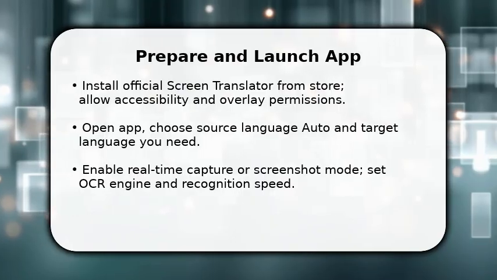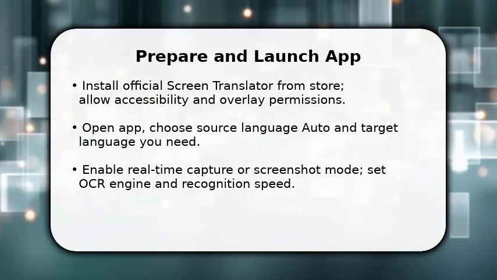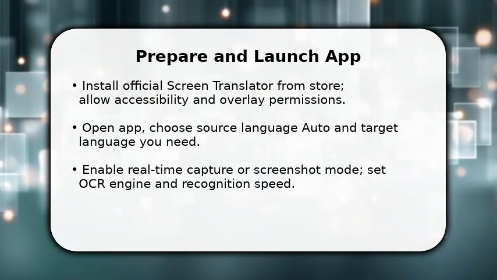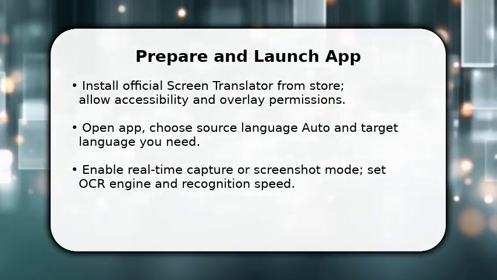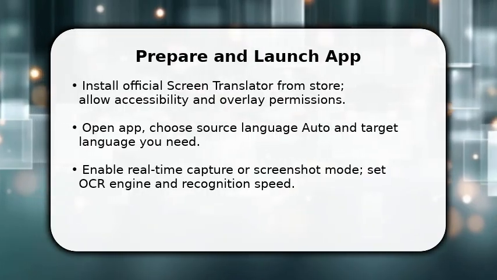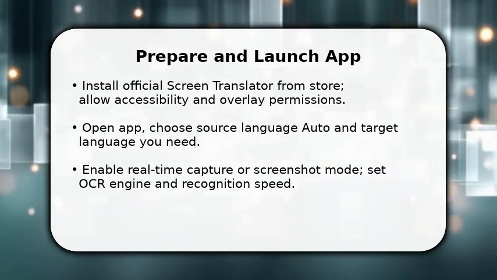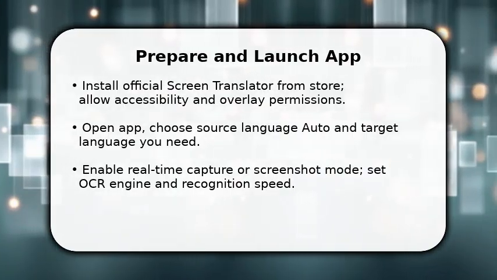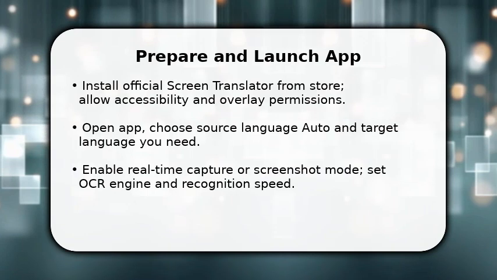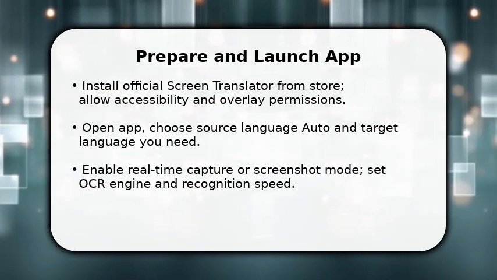You start by granting only the permissions the app requests, because without accessibility and overlay, it cannot capture text. Next, open the app and set source to auto so it detects language, then pick your target language. Once done, enable either real-time capture for live translation or screenshot mode for static pages. Choose the OCR engine and recognition speed to balance accuracy versus speed. Make sure the app shows the camera or screen preview before proceeding.